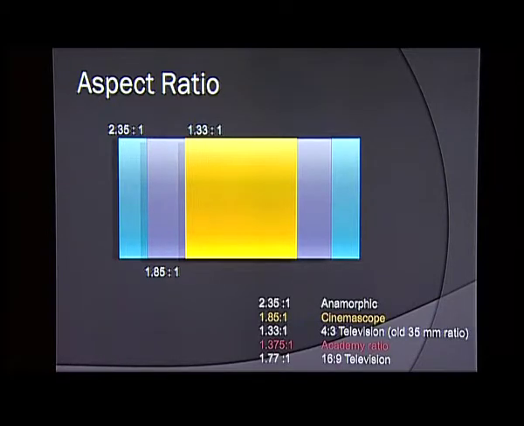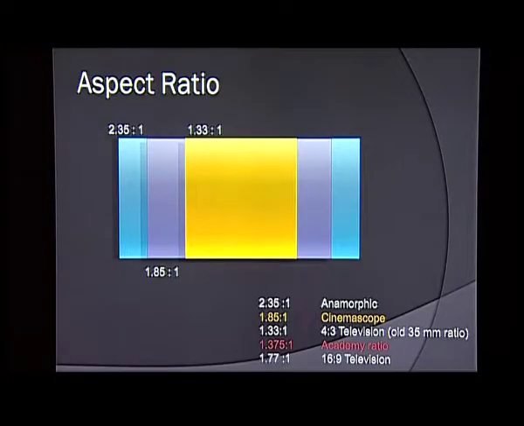So if you want the names, here are the names. 2.35:1 is called the anamorphic cinema ratio. 1.85:1 is called the cinemascope. 1.33:1 is what we see in television. And 1.375:1 is called the Academy ratio. Most of the films starting from the early 1900s till 1930, 40, 50 had this kind of a ratio. 1.77:1 is called the 16:9 ratio, which is the television wide. We'll discuss the television wide and the television 4:3 image in this lecture.